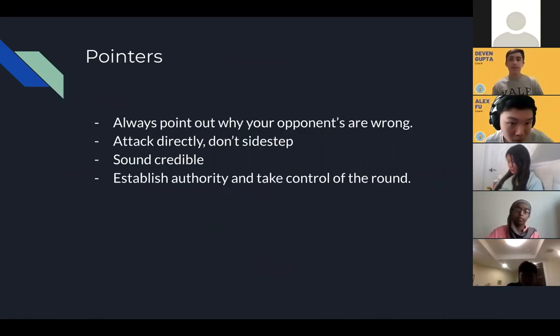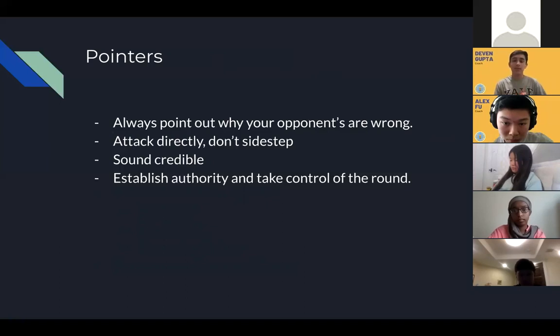Okay, a few pointers. Always point out why your opponents are wrong. You still have to do it no matter what. Even if you don't know the best way to respond to a contention, just think of it logically and try to attack it directly. Don't sidestep it. Remember, indirect refutation won't be as good as direct refutation, because you're still not directly responding to it. Even if you haven't prepped out this argument, all you have to do is think logically, and I'm sure an answer will come to you.